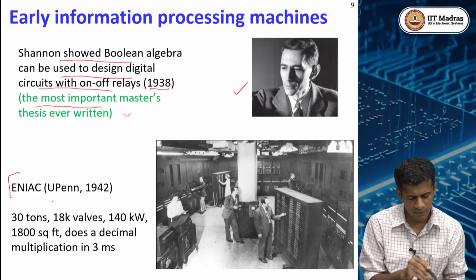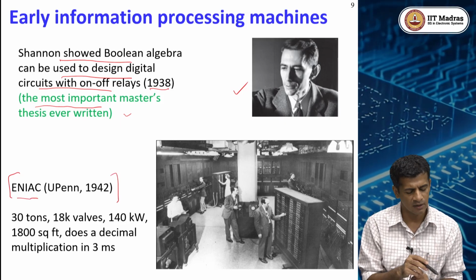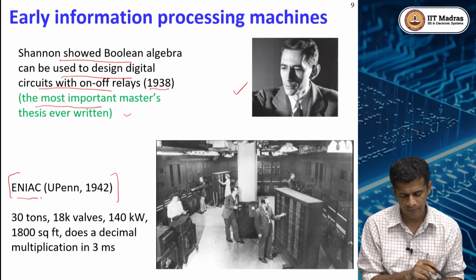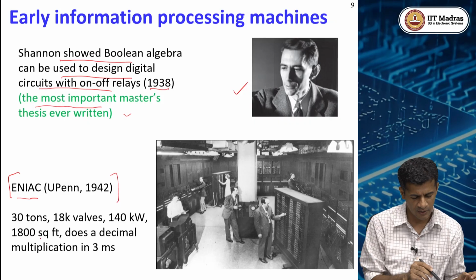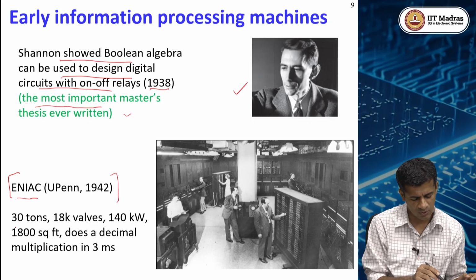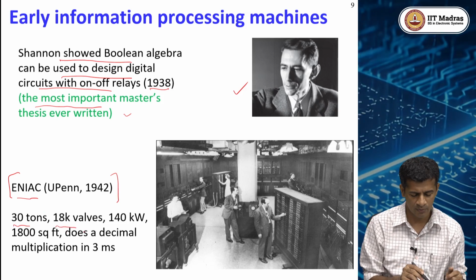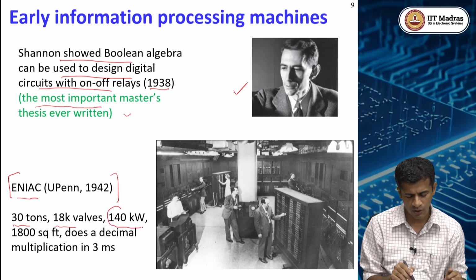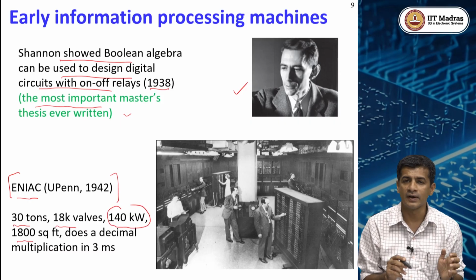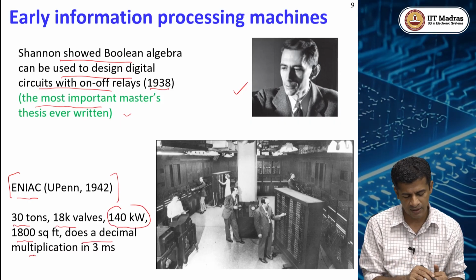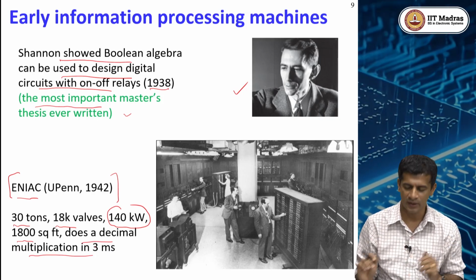So this is a computer from University of Pennsylvania. It is ENIAC, which stands for Electronic Numerical Integrator and Calculator. This is a computer based on vacuum tubes. If you look at this, it is a colossal machine. It weighed around 30 tons, had 18,000 vacuum tubes, and consumed 140 kilowatts of power. It needed 1800 square feet, and what it could do is a decimal multiplication in 3 milliseconds. Definitely it is much faster than any human computer.